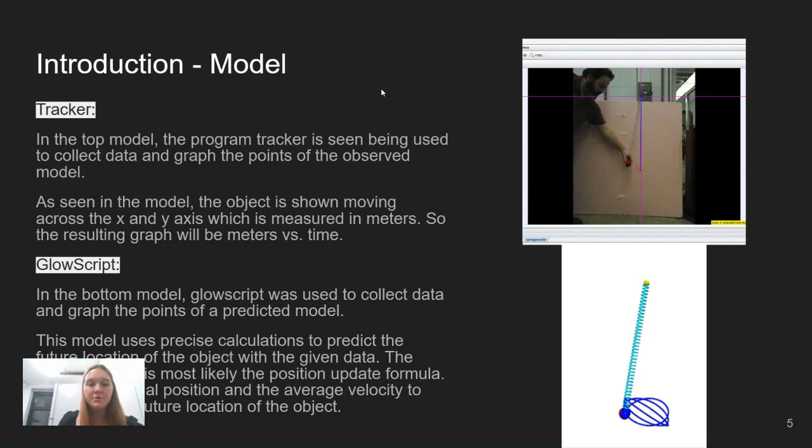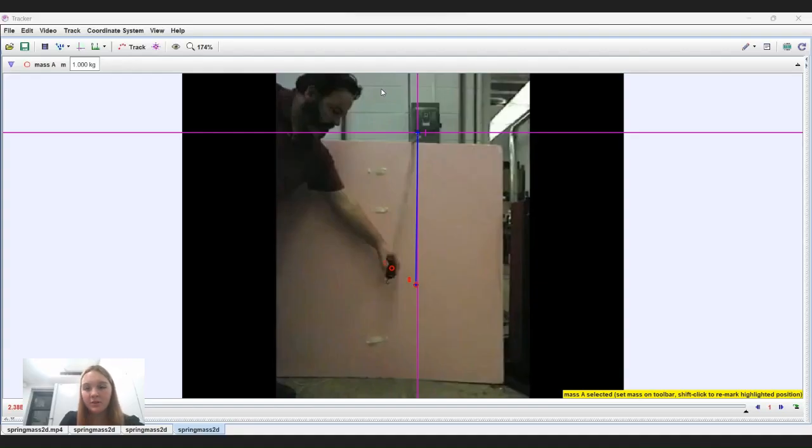In my models, I use Tracker. As you can see above, I set the origin on the top right for the X and Y axis, at the point where it's connected. And then at the bottom is my GlowScript model of it working correctly. Here are better pictures.